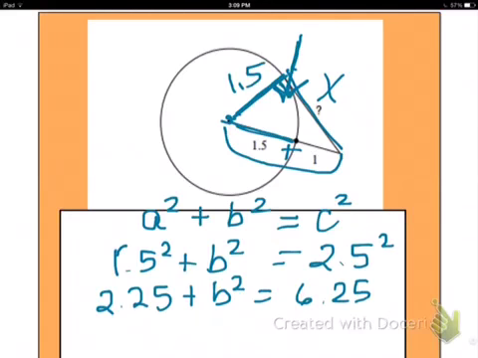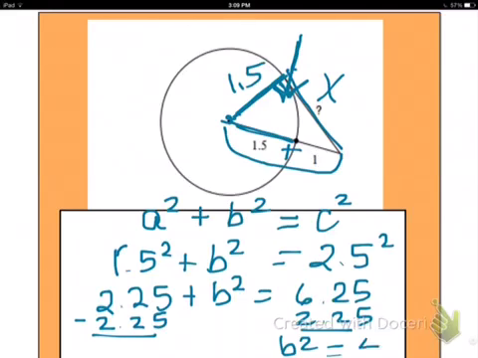So to solve for b squared here, I need to subtract 2.25 from both sides. Remember to line your decimals up if you're not using a calculator. So that gives me b squared equals 4. So to finish my problem, I need to take the square root of both sides. So the square root of 4 is 2. So this side equals 2. And I know that works out because the hypotenuse is 2.5 and that's still the longest side.